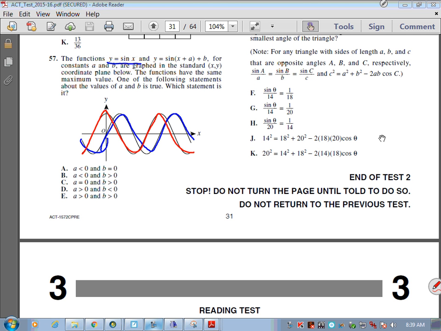The functions have the same maximum value, which means they're peaking out at the same point. One of the following statements about the values of a and b is true. Which statement is it? It should be A. A is going to be less than 0, meaning that as we phase shift, it's actually going to be a fraction. And B is going to be equal to 0.